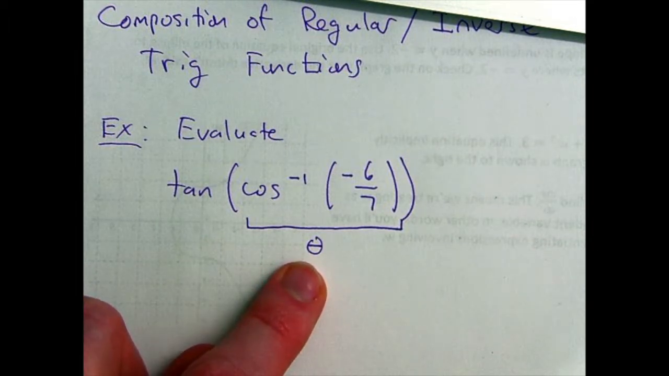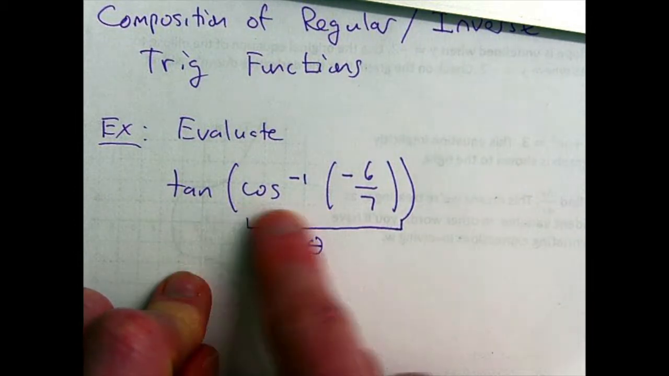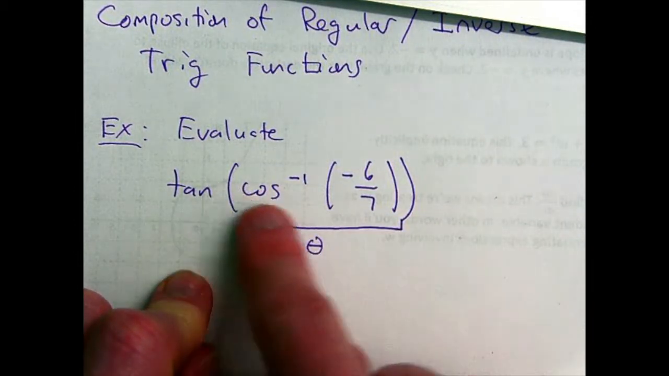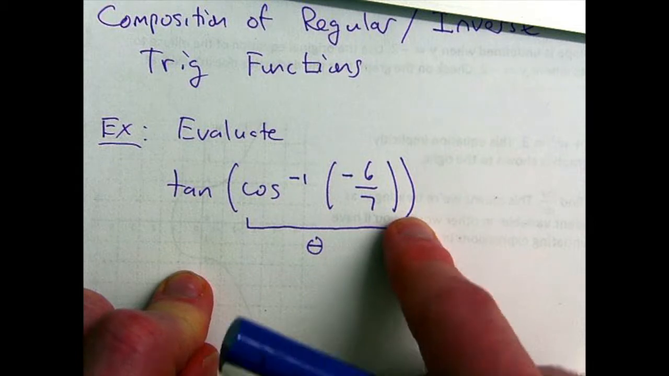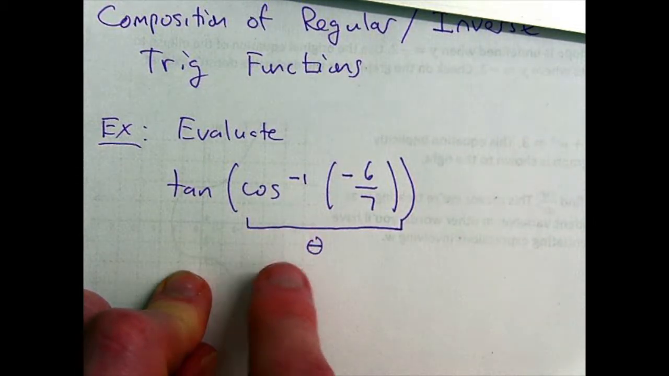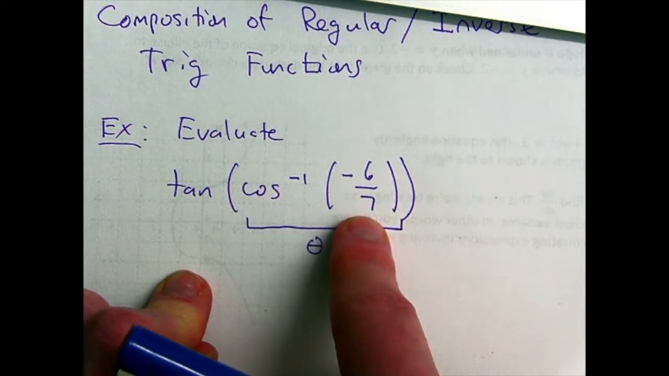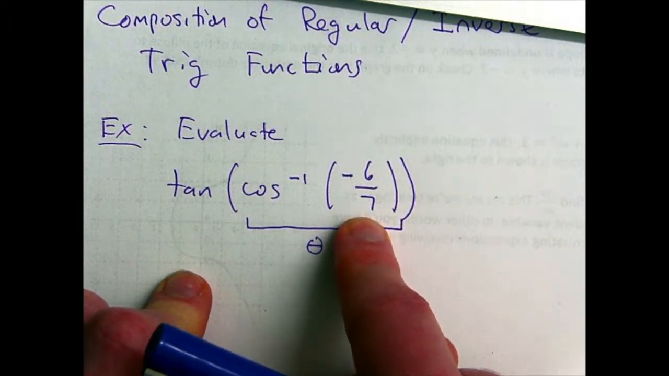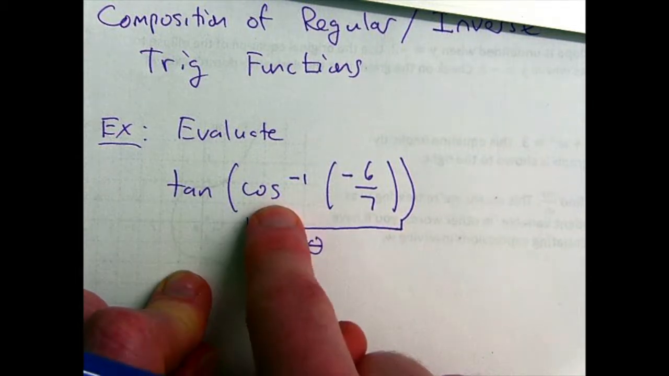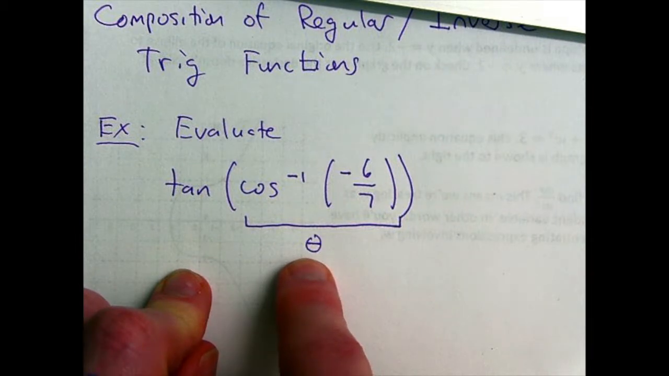All right, now how in the world are you supposed to evaluate this thing? The key idea with all of these composition of trig functions is to always start on the inside. Look at the inner expression that you have and ask yourself, what kind of an object is it? As I've already mentioned, this inside expression, the inverse cosine of negative 6 over 7, is an angle because that is the type of output that the inverse trig functions produce. So this is some angle theta.